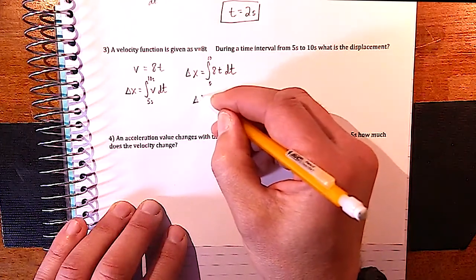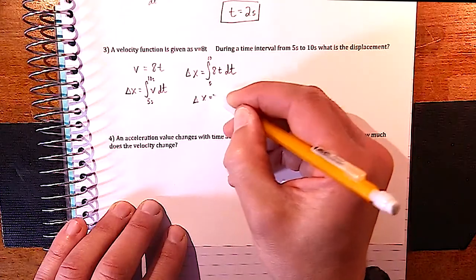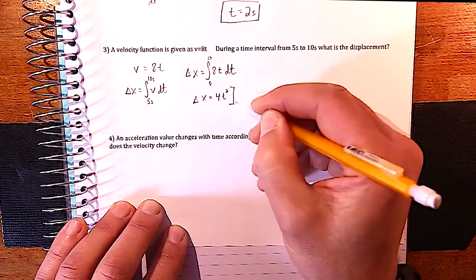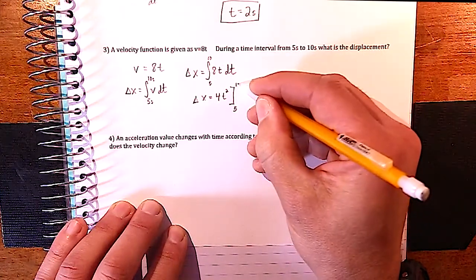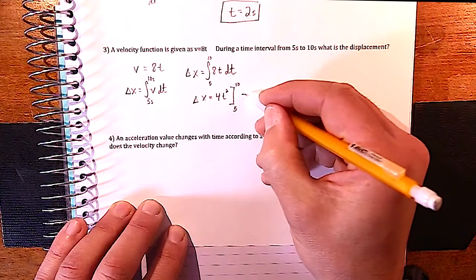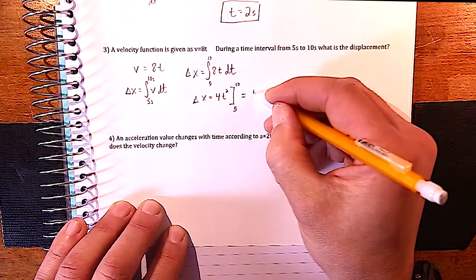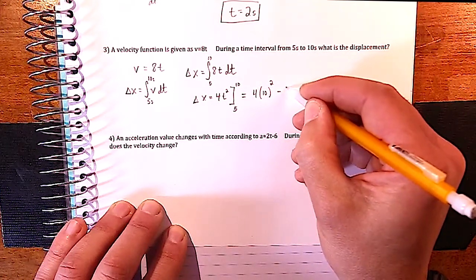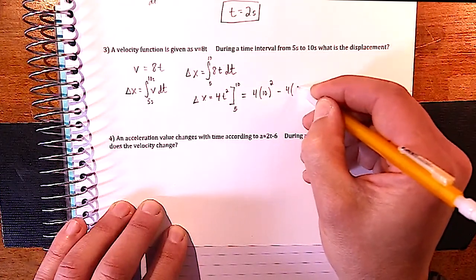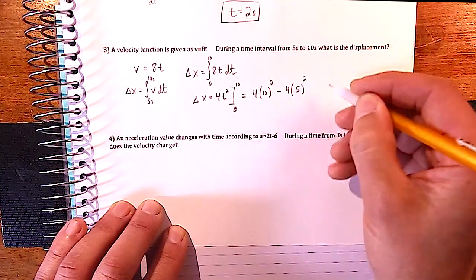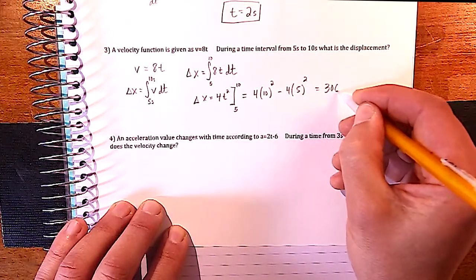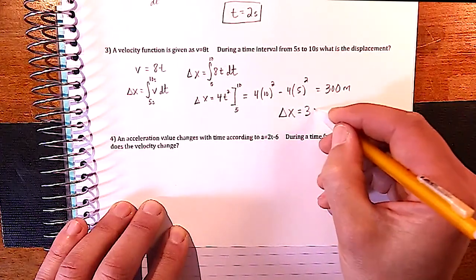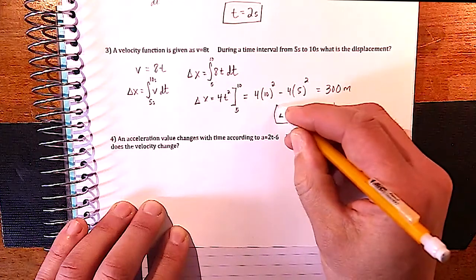So our displacement is going to be equal to 4t squared, but we have to do that from 5 to 10. So that's going to be final minus initial, so that's going to be 4 times 10 squared minus 4 times 5 squared, and that comes out to 300 meters. So our displacement, or change in x, is 300 meters.